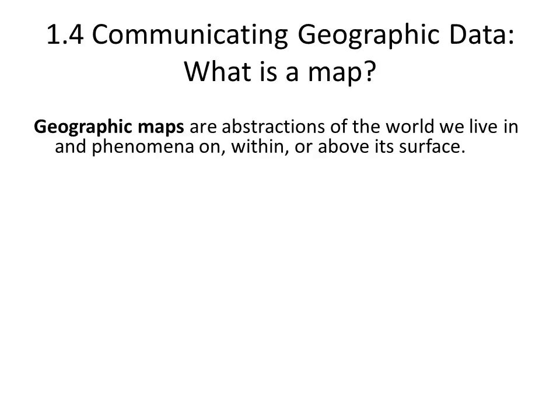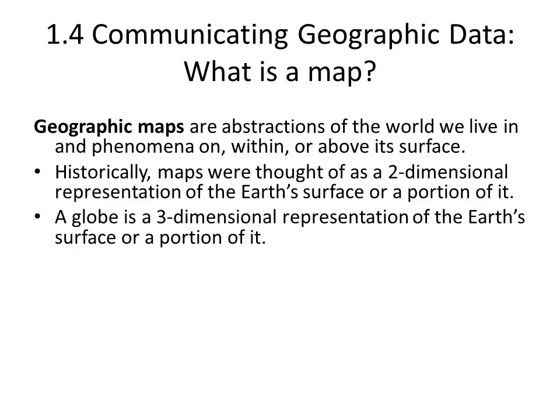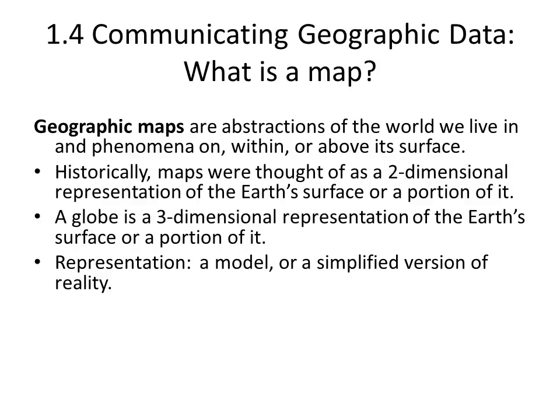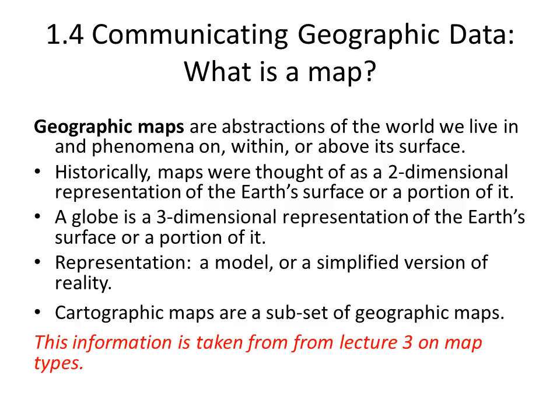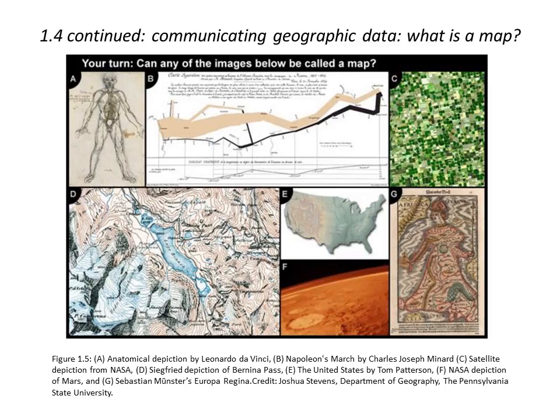Geographic maps are abstractions of the world we live in and phenomena on, within, or above its surface. Historically, maps were thought of as two-dimensional representations of the Earth's surface or a portion of it. We can contrast that with a globe, which is a three-dimensional representation of the Earth's surface or a portion of it. And again, a representation is a model or a simplified version of reality. And keep in mind that cartographic maps are a subset of geographic maps. So you can find more about this in Lecture 3, which is on map types.